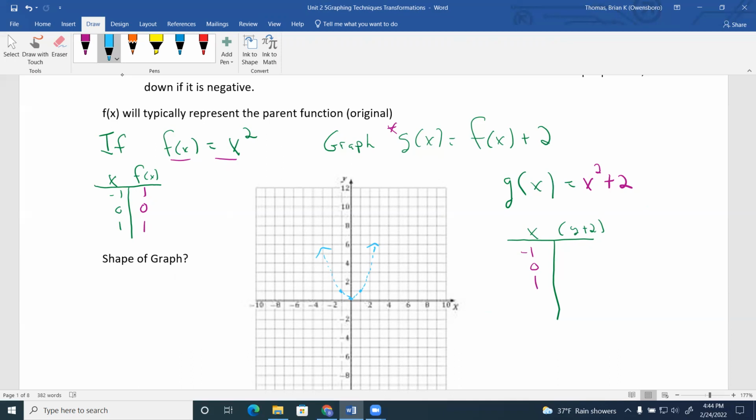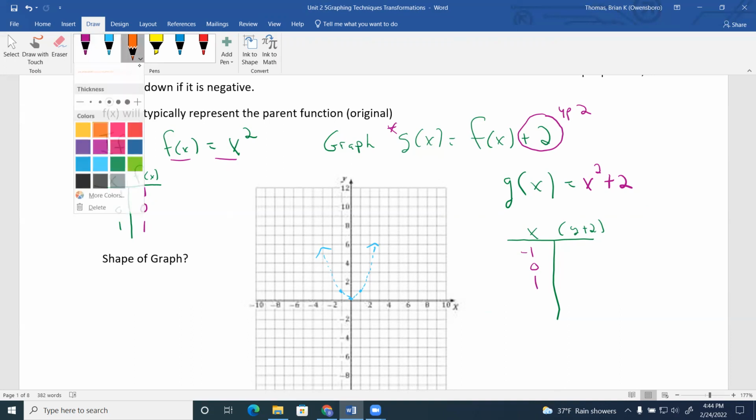Now, as we look at our new graph, notice how the parent function has this addition of a 2 next to it on the outside. This plus 2 is going to shift the graph vertically. This is going to make the graph move up 2. So what we're going to do is use these original ordered pairs over here.